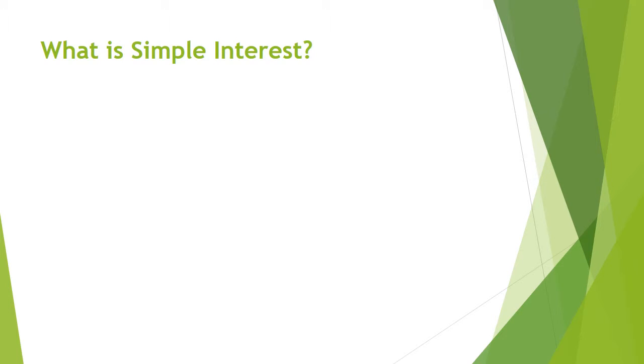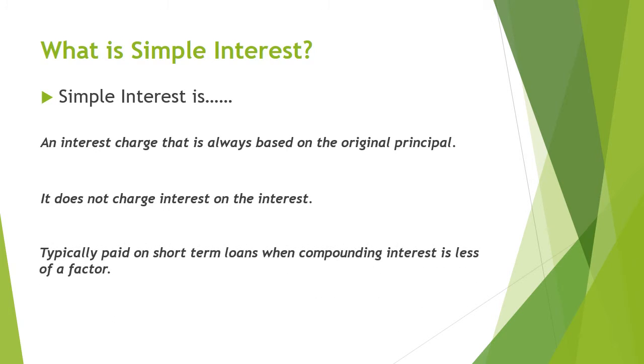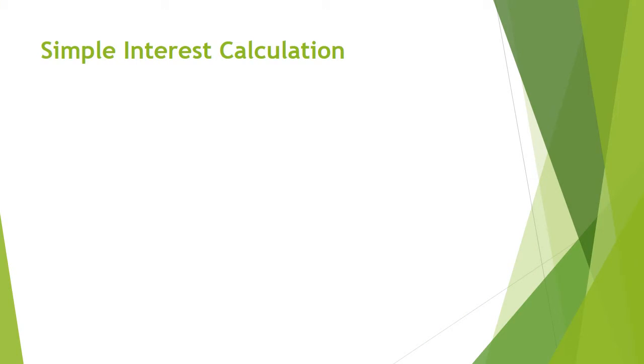So what is simple interest? Well, simple interest is the interest charge that is always based on the original principal. What that means is, it's not going to be charging interest on the interest already accrued, and it's typically paid on short-term loans when compounding interest is less of a factor. The reason is that when people lend out money, they like to make as much as possible. So if it's going to negatively impact them, they're probably not going to do a simple interest loan unless it's on a short-term loan.